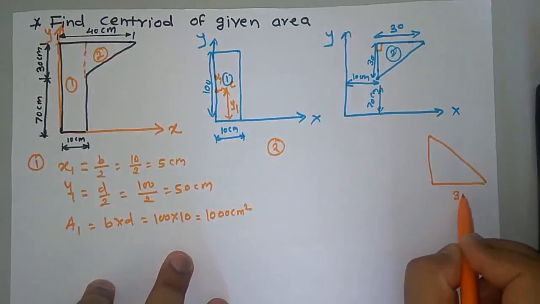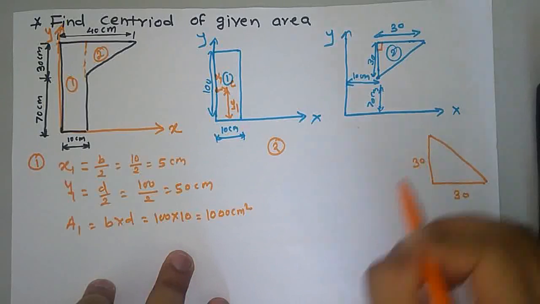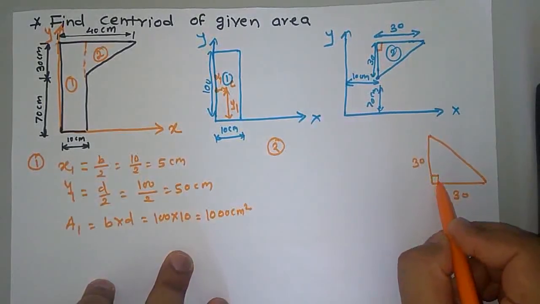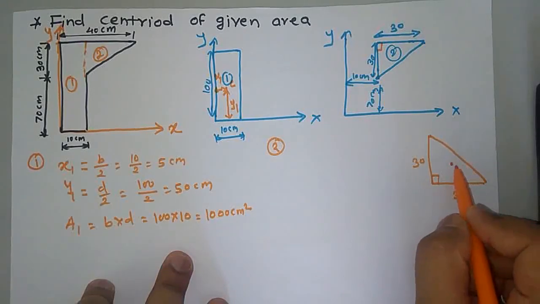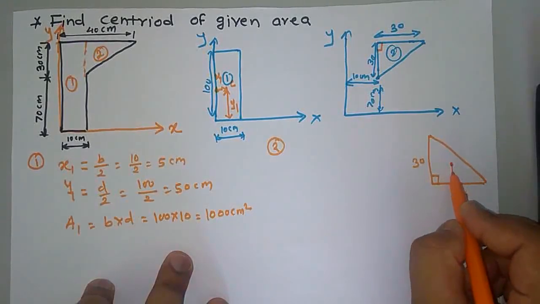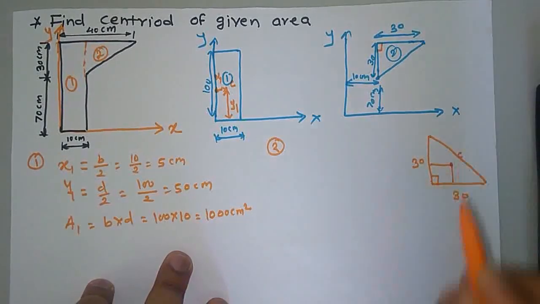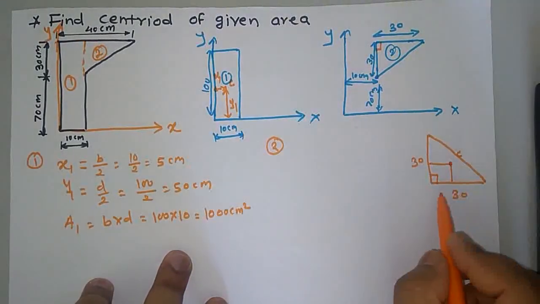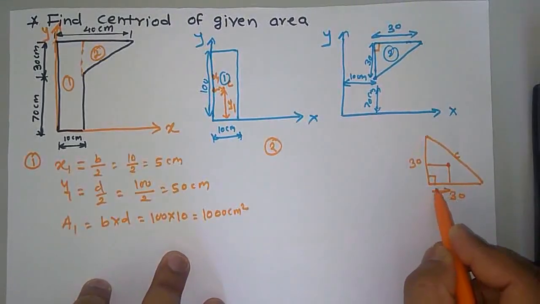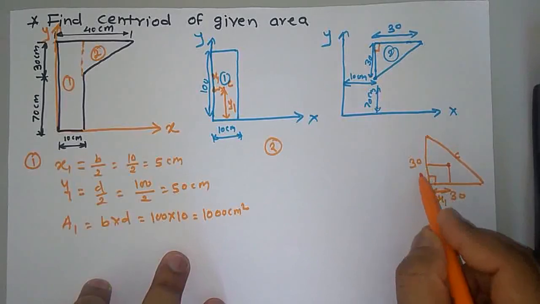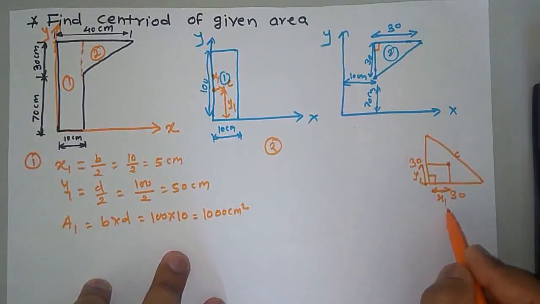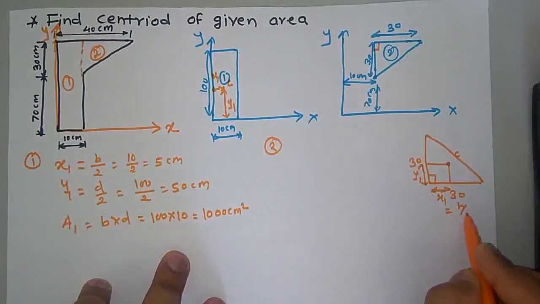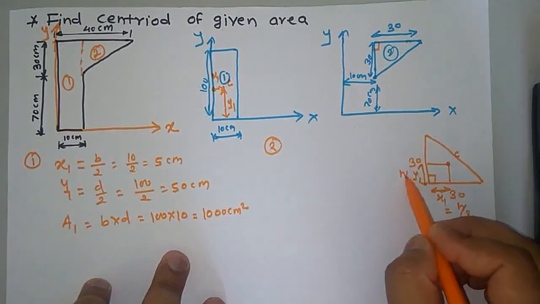So its base is 30 and height is also 30, and our centroid is somewhere here. We need to find this position. Okay, so this is x1 and this is y1. So what is the x1 value? It is h by 3, and it is h by 3.